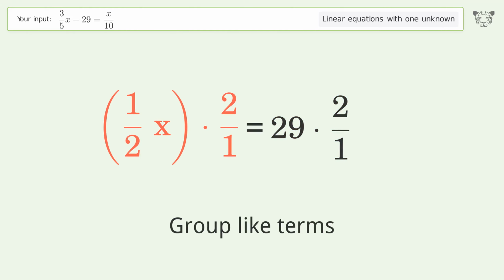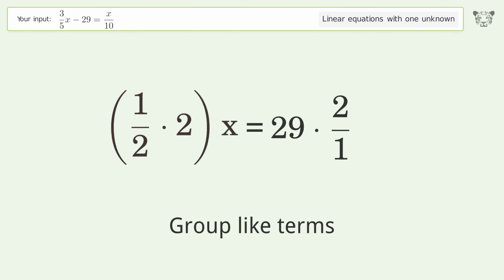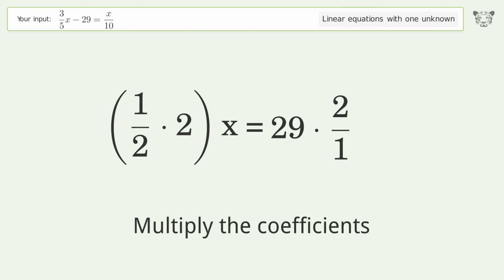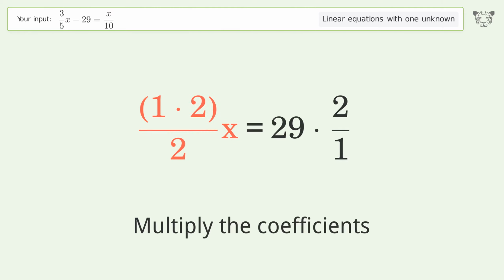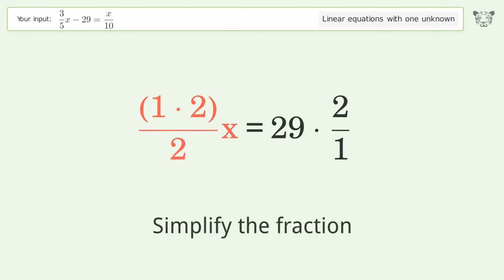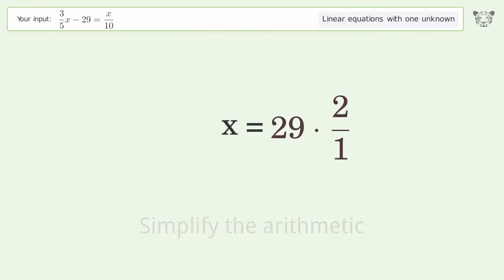Group like terms. Multiply the coefficients. Simplify the fraction. Simplify the arithmetic. And so the final result is x equals 58.